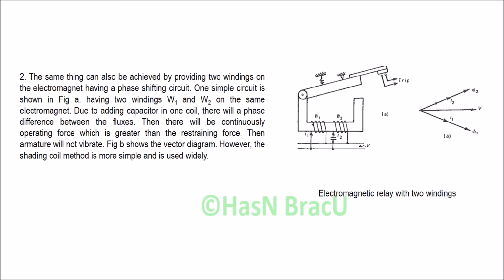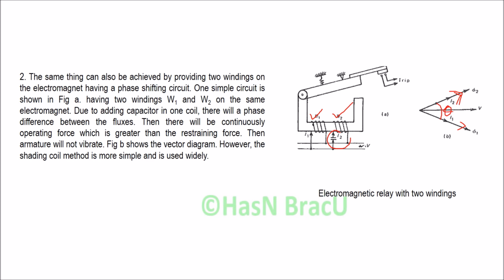Now there is another way. The angle between the fluxes can be achieved by providing two windings on the same electromagnet having a phase shifting circuit. Here you can see two windings W1 and W2 on the same electromagnet. Due to adding a capacitor in one coil, let's say coil 2, there will be a phase difference between the two fluxes. Here phi2 leads phi1 by some angle, let's say angle theta.